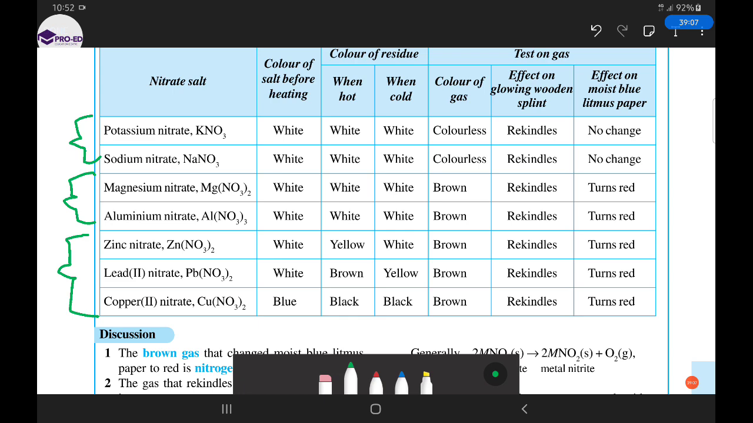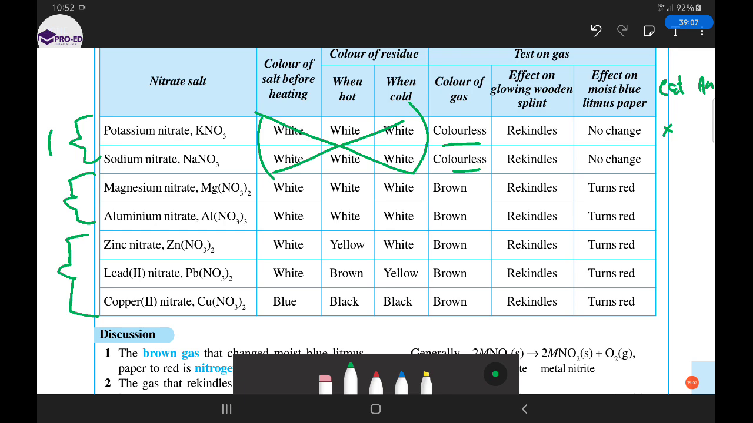Okay, so the first group, group 1, right? Potassium nitrate and sodium nitrate. Can we do anything with the cations? No, you cannot. Why? We don't know anything because everything was white, right? So couldn't do anything with the color, so basically for the cation, nope. What about the anion? Let's see. Well, color of gas produced was colorless. Okay, fine. Doesn't tell us much.